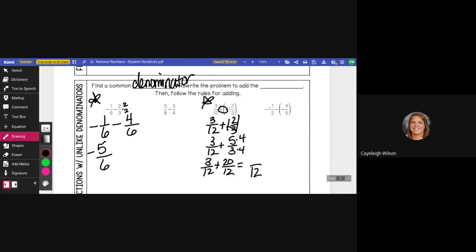And then I just look at the numerators. 3 plus 20. Well, that's both positives, the same sign, add and keep. So 3 plus 20 is 23, and it's positive, so it's positive 23/12.